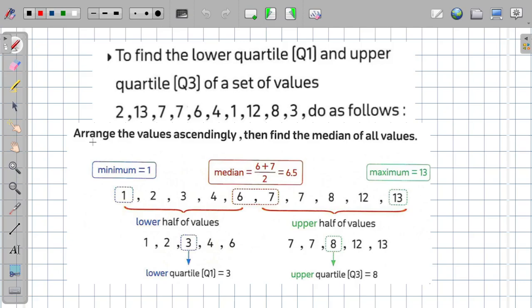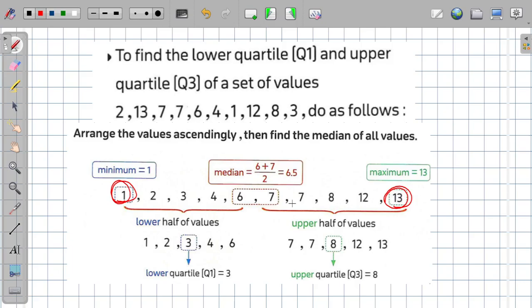First, I will arrange them ascendingly from the least one to the biggest one. Then I will find the median of all values. So I have 1, 2, 3, 4, 6, 7, 7, 8, 12, 13. The minimum number here is 1 and the maximum number here is 13. So for the median, first we will count them. I have 1, 2, 3, 4, 5, 6, 7, 8, 9, 10.